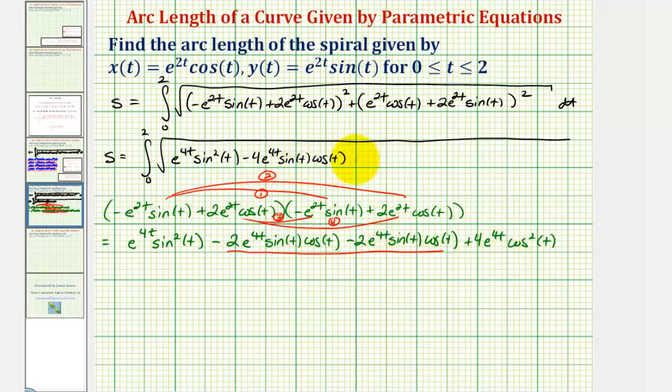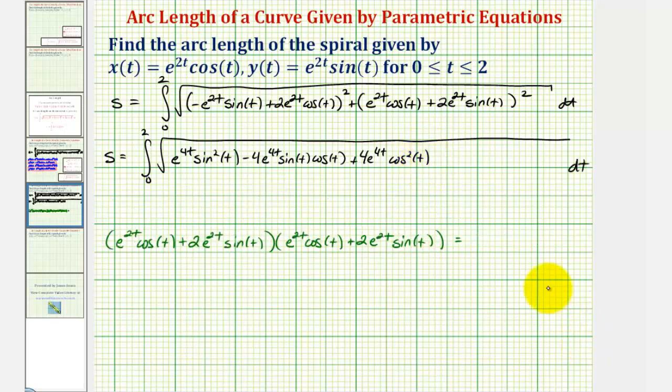And then we have plus 4 e to the 4t cosine squared t. And now from here we have to square this and then finally simplify the radicand. So to square this, we'll have these two factors, and again we'll have four products: 1, 2, 3, and 4. To save some time, I'm going to quickly work this out.